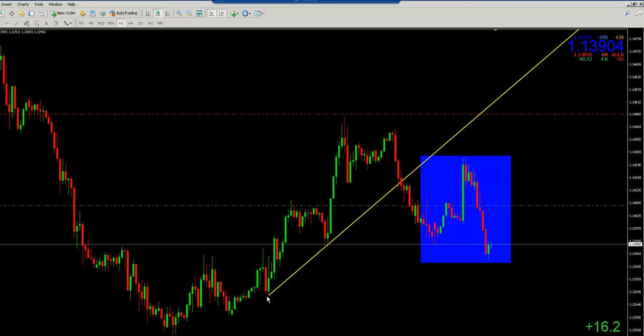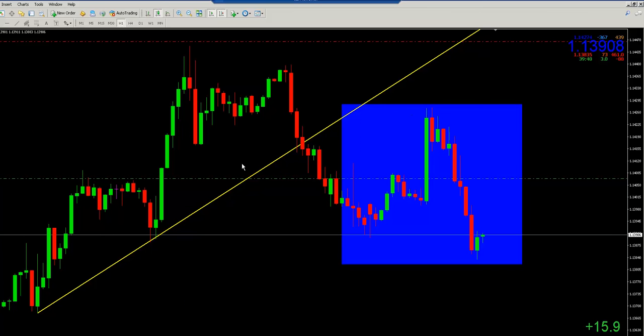So I now drew my trend line. What then happens? What am I waiting for? I'm waiting for a break of the trend line to the downside, and a possible retest of the breakout area. So let's zoom in now. So what happens? How would you trade this?